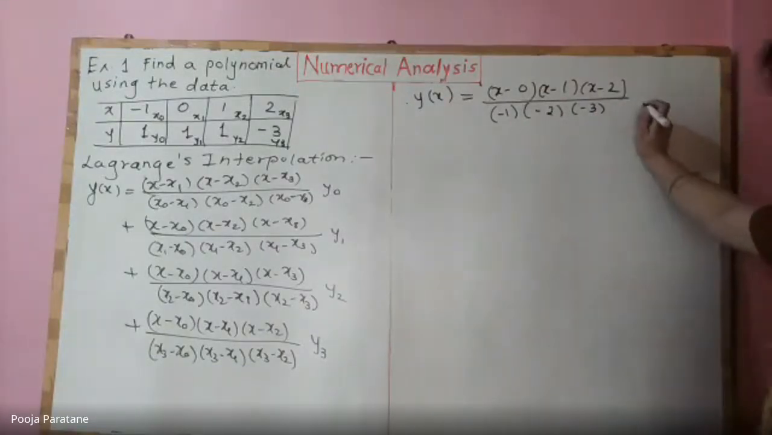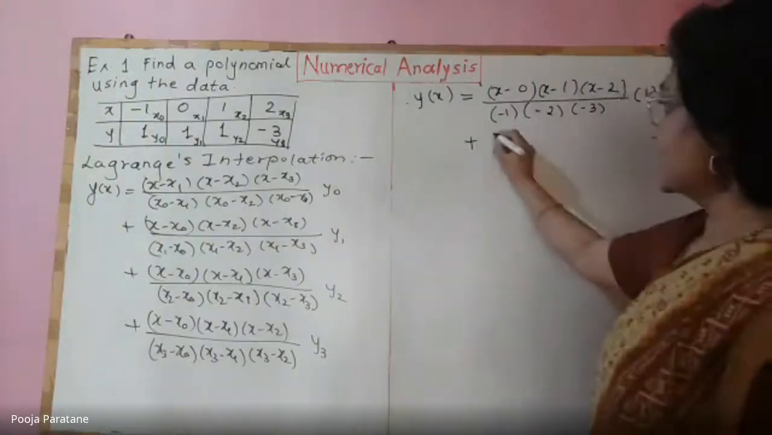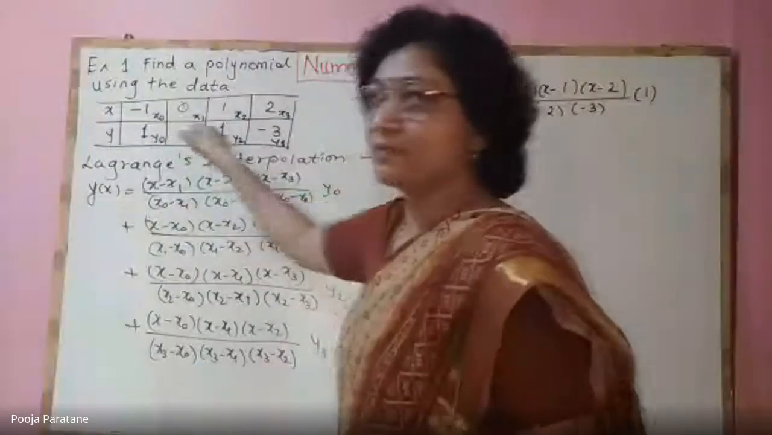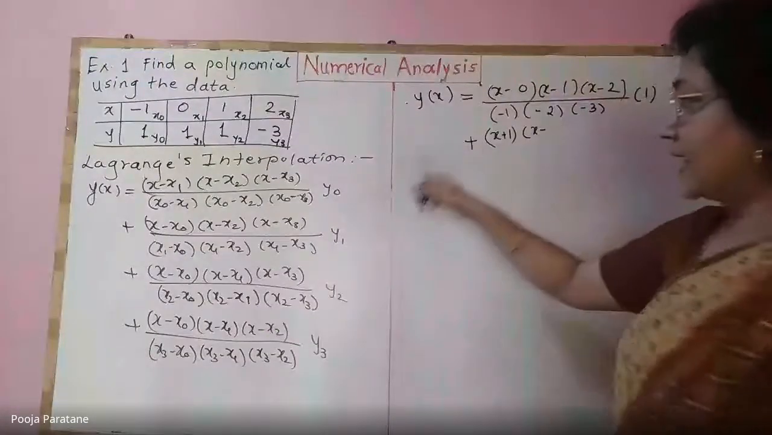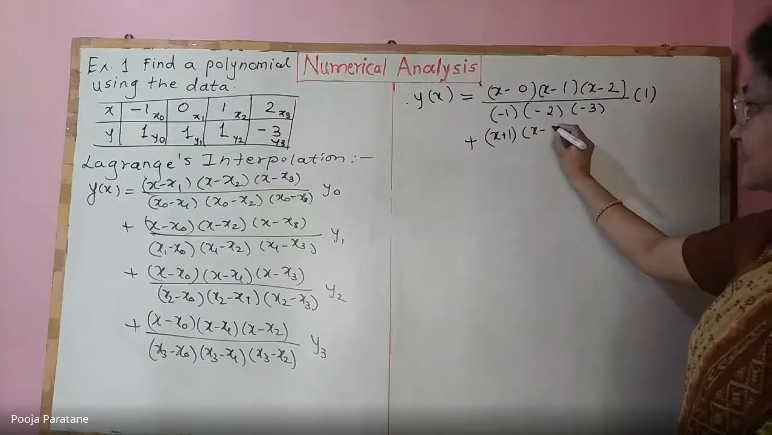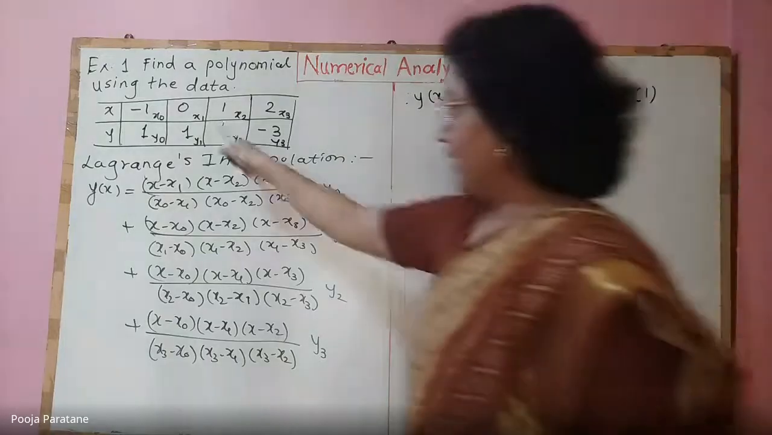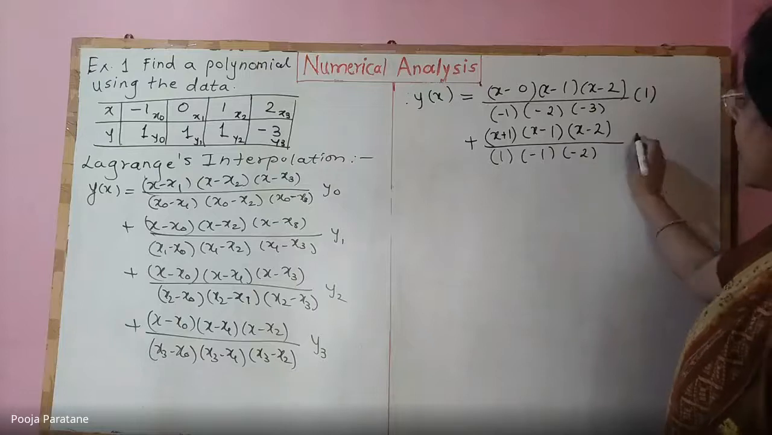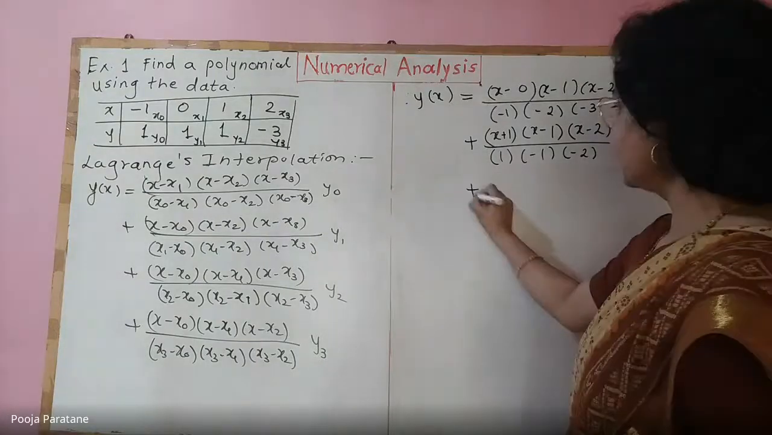And the value of y0 is 1. So directly substitute the values, plus x minus x0, but x0 is minus 1, so here you will get x plus 1. Then x minus, now we are writing it for this term x1, so the x1 term will not be there. So x minus 1 and x minus 2. Now what is the value of x1? x1 is 0. So here 1, minus 1, minus 2, and the corresponding value of y1 is 1. So put it in the bracket, plus next.